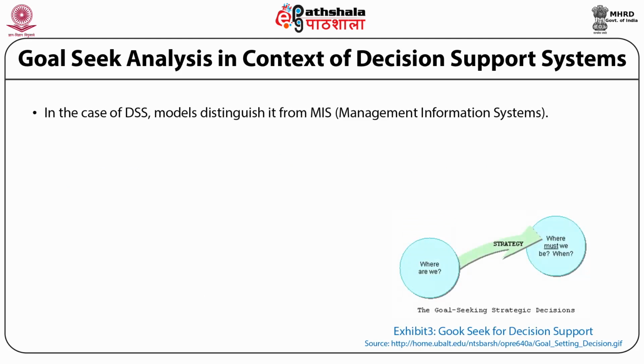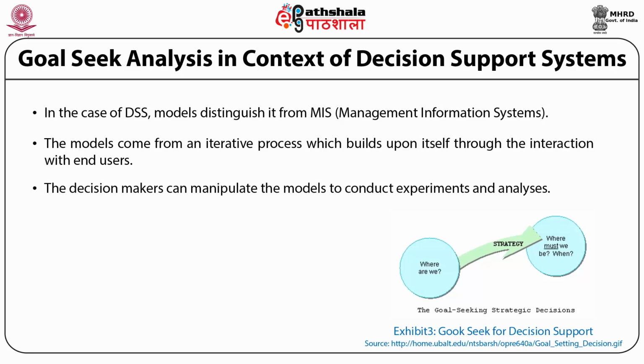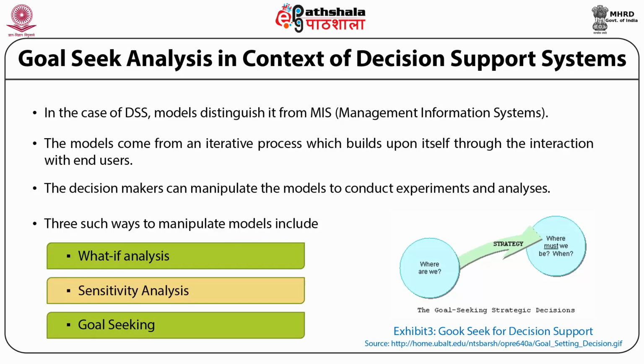In the case of decision support systems, models distinguish it from management information systems. The models come from an iterative process which builds upon itself through interaction with end users. The decision makers can manipulate the models to conduct experiments and analysis. Three ways to manipulate models include, again, what-if analysis, sensitivity analysis, and goal-seeking analysis.